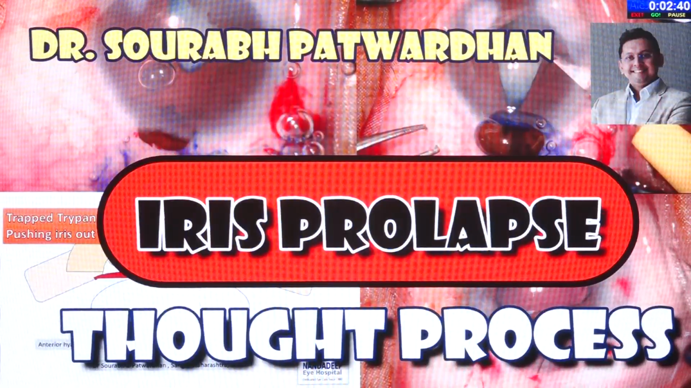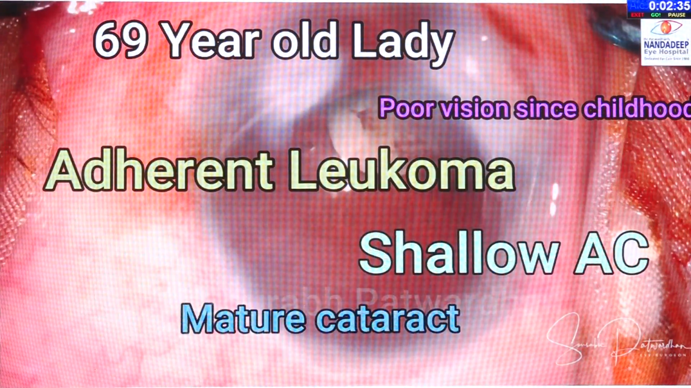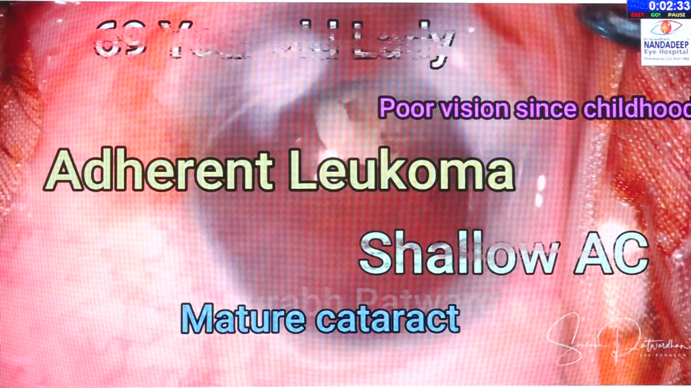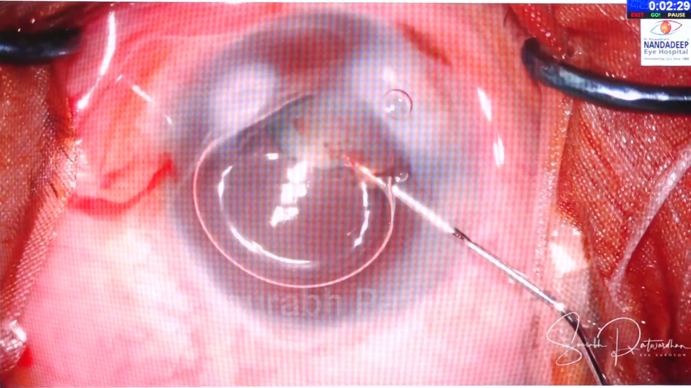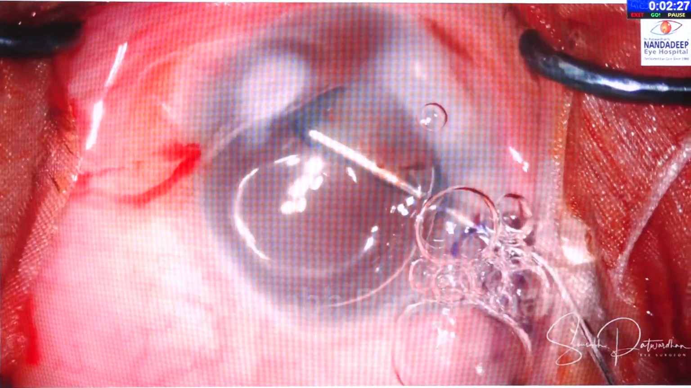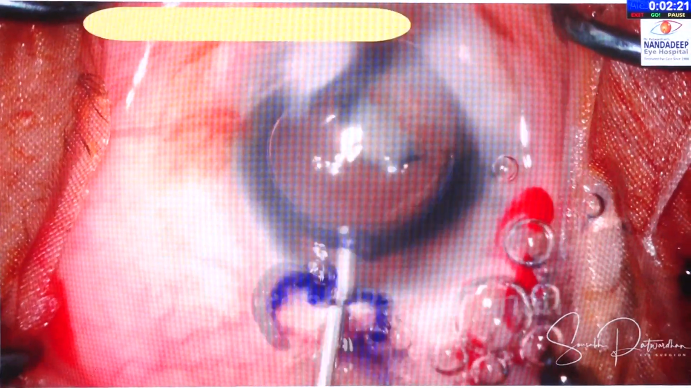The next case I am going to show is the common problem of iris prolapse. Here, nasal side, this is again a one-eyed lady with adherent glaucoma. On the nasal side, the iris is almost plastered to the anterior chamber. You can see after putting the air also it's plastered. And only on the temporal side there is some amount of anterior chamber. So I want to make the incision in the temporal axis.